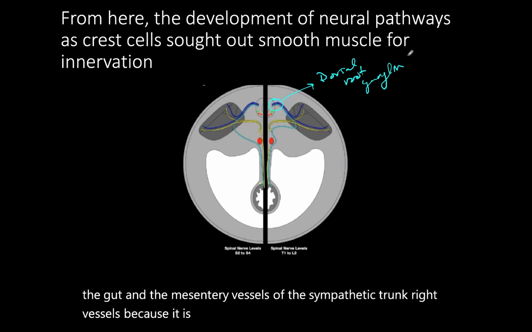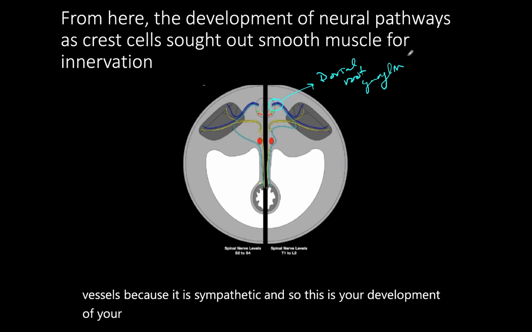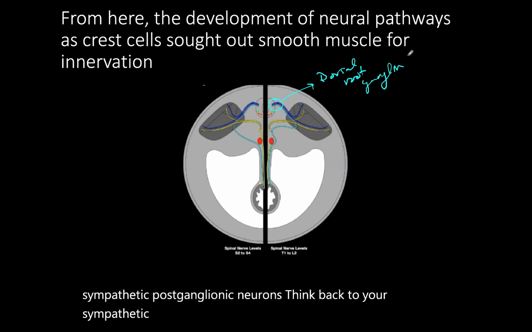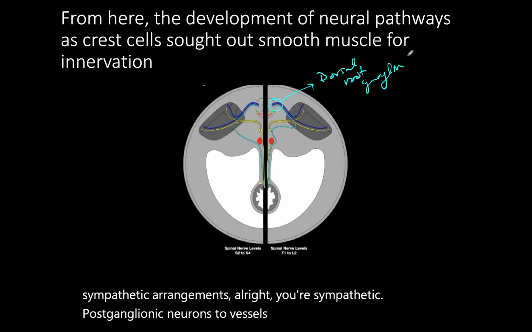And so this is your development of your sympathetic nervous system. So your yellow is your sympathetic postganglion neurons. Think back to your sympathetic arrangement: your sympathetic postganglion neurons to vessels within the body and vessels within the gut.